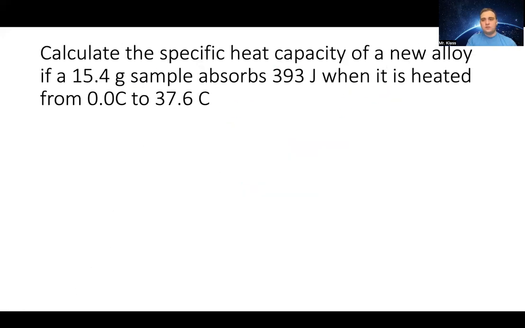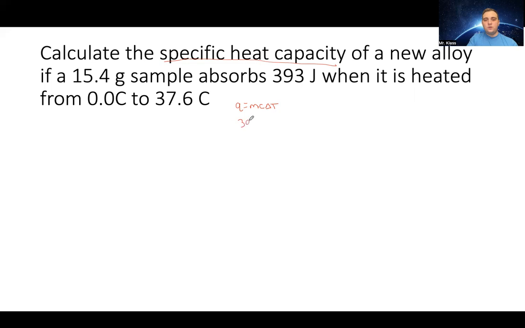So calculate the specific heat of a new alloy if a 15.4 gram sample absorbs 393 joules, was heated from 0 degrees Celsius to 37.6 degrees Celsius. So here we don't know the c. Q equals mc delta T. Right over here, it tells you that we're calculating specific heat capacity. But if we weren't paying attention, we should just plug in what we already know.